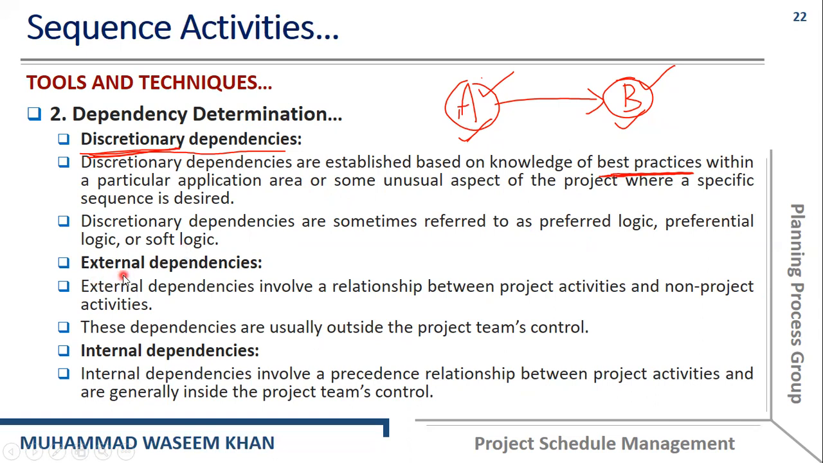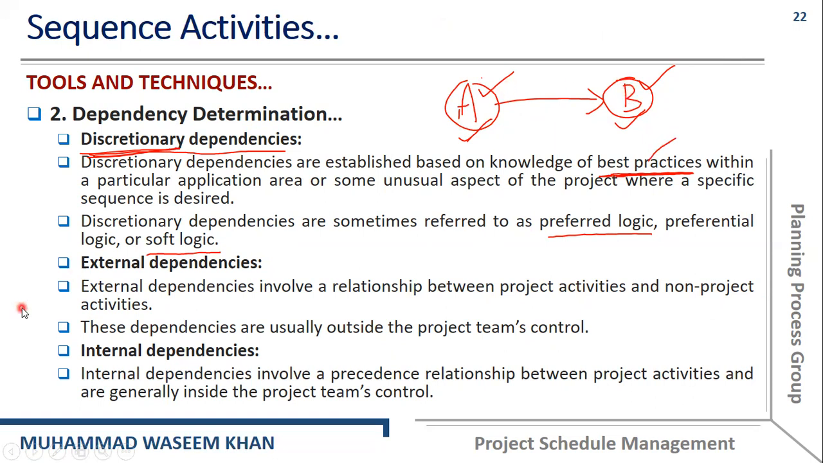Then we have the third type of dependency, and we call it external dependency. External dependencies are those in which there is a relation between project activities and non-project activities. For example, activity A is a project activity and activity B is a non-project activity outside the boundary of the project. So this relationship is called external dependency. And this relationship is usually not under the control of the project team.